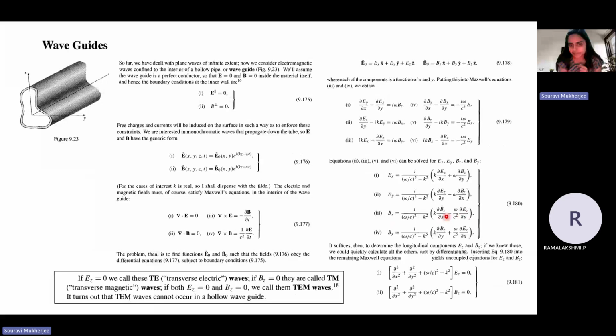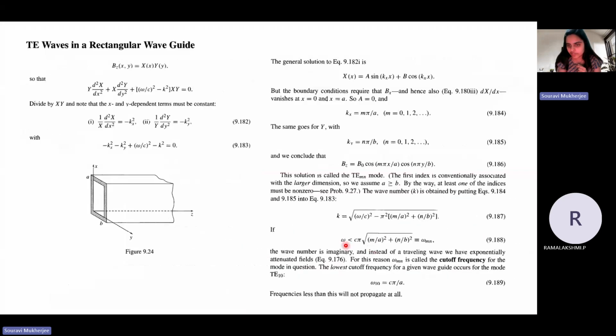So I square, you'll have a minus 1. So basically you will get an exponentially decaying wave, right? So what is it telling you? That when this condition holds, so when the frequency is lower than some value, then the waves become attenuated. So we cannot have propagation of such waves. Okay. So that sets the lower limit to the frequencies that can propagate through a given waveguide.